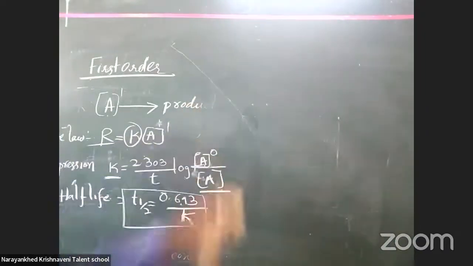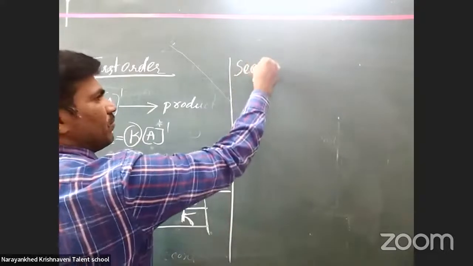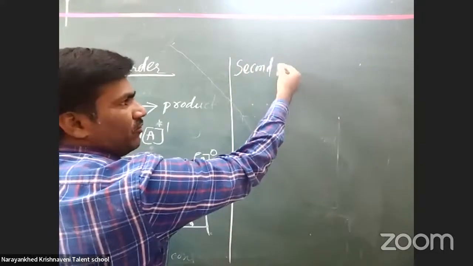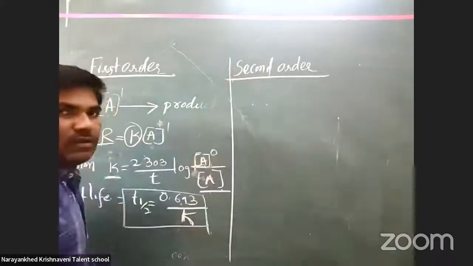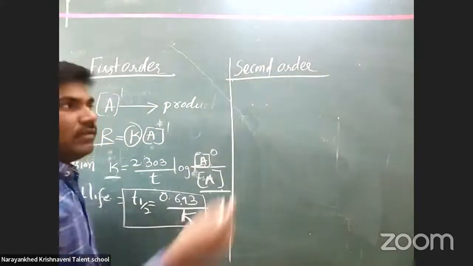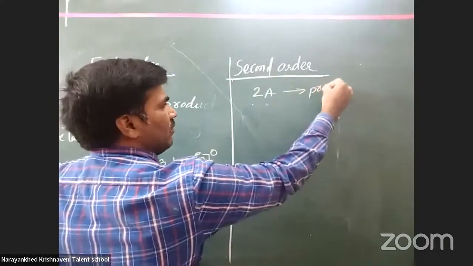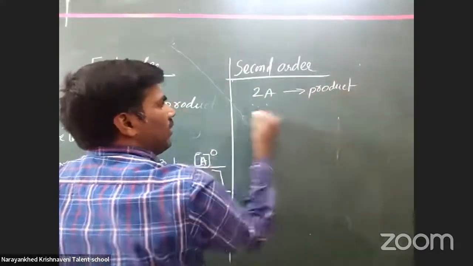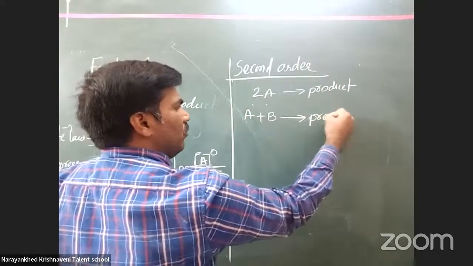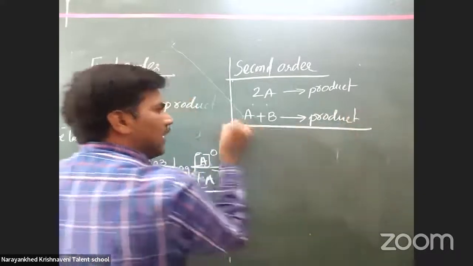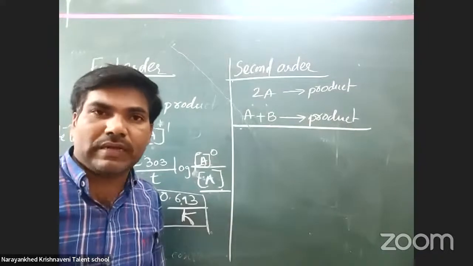Next one is second order. Listen to all the things, all the students. There is a second order reaction. Either you take 2A gives product, or A plus B gives product. These two are general forms of the second order reaction. Got it or not?